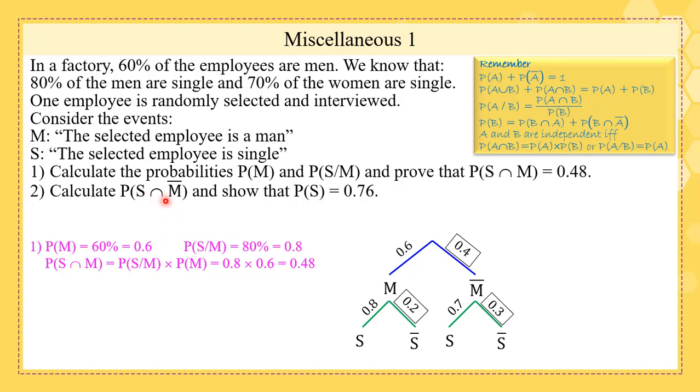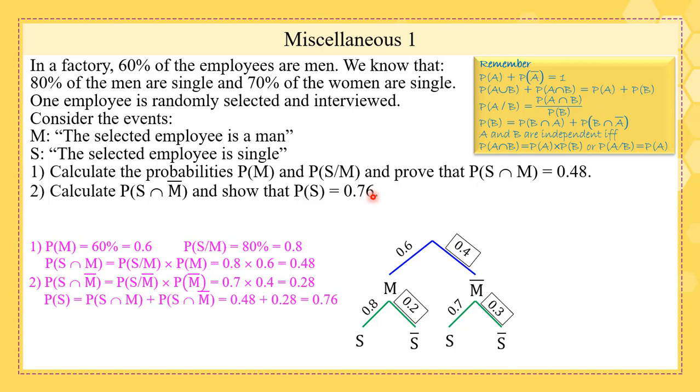Now what is S intersection M bar? So we come to S and M bar, we just have this M bar and this S, so it would be 0.7 times 0.4 automatically, which is 0.28. Now find P of S. P of S, here we use the total probability, it's S intersection M plus S intersection M bar, which is 0.76.